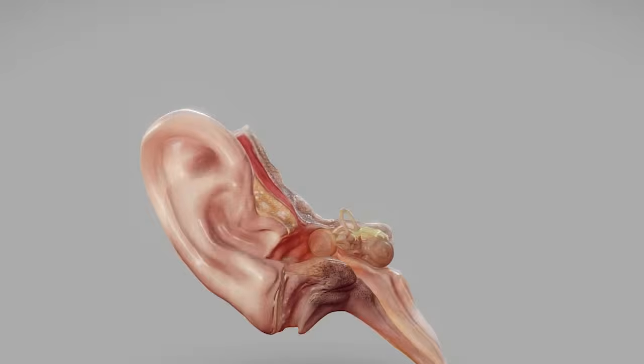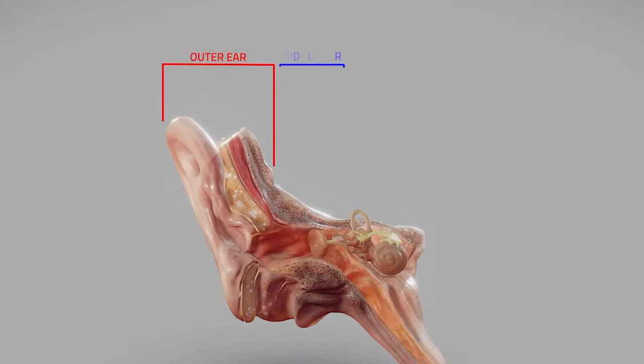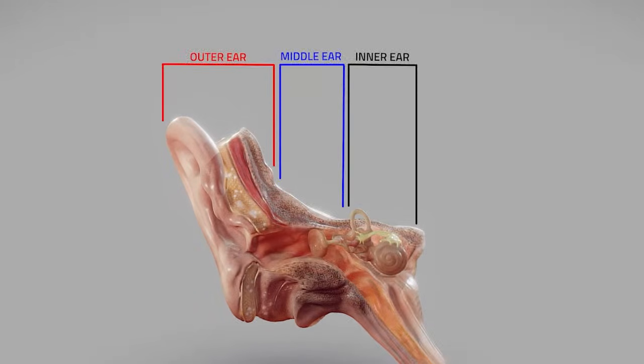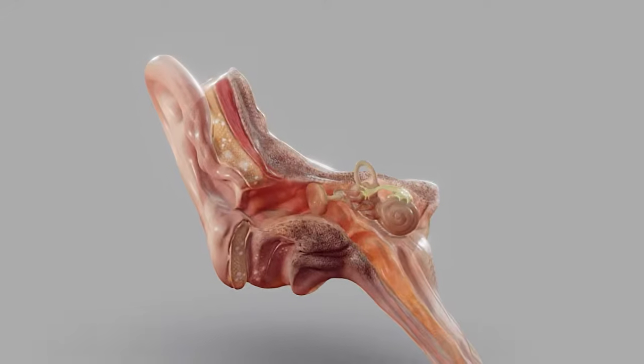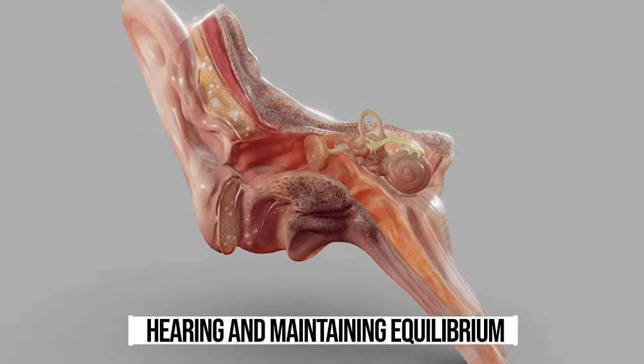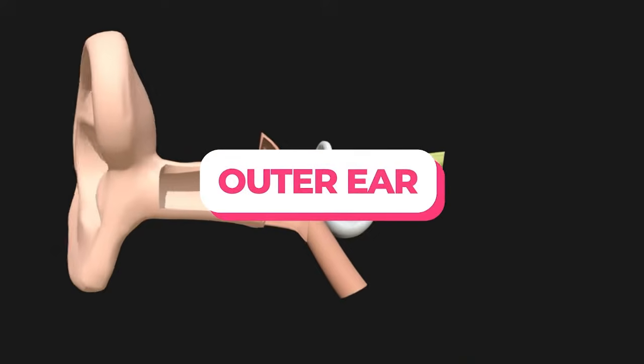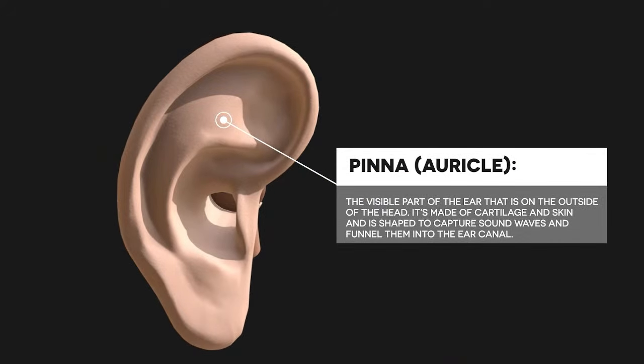It is divided into three main sections: the outer ear, the middle ear, and the inner ear. Each part plays a crucial role in the process of hearing and maintaining equilibrium. Outer ear. Pinna or auricle, the visible part of the ear that is on the outside of the head. It's made of cartilage and skin and is shaped to capture sound waves and funnel them into the ear canal.